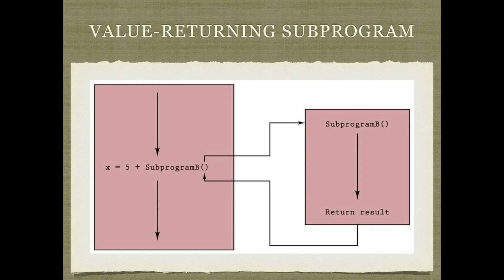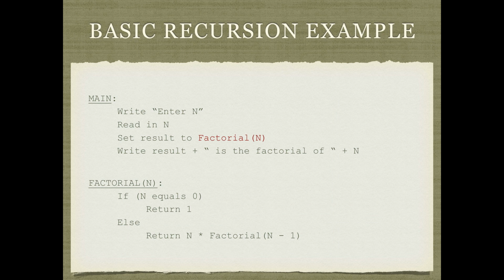So here is a basic recursion example. This is a wonderful first look at recursion. If you've encountered factorials in math class before, remember that the factorial of a number n is every value times itself from 1 to that number n. So the factorial of 5 is 1 times 2 times 3 times 4 times 5, which is 120.